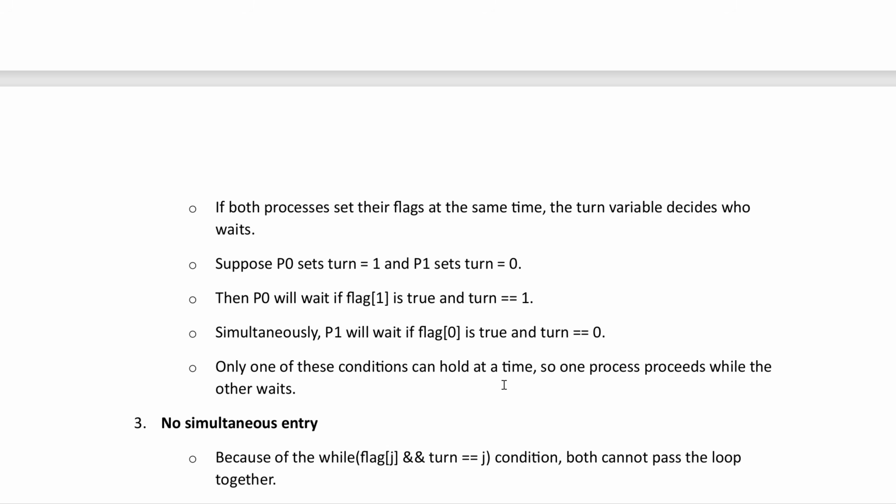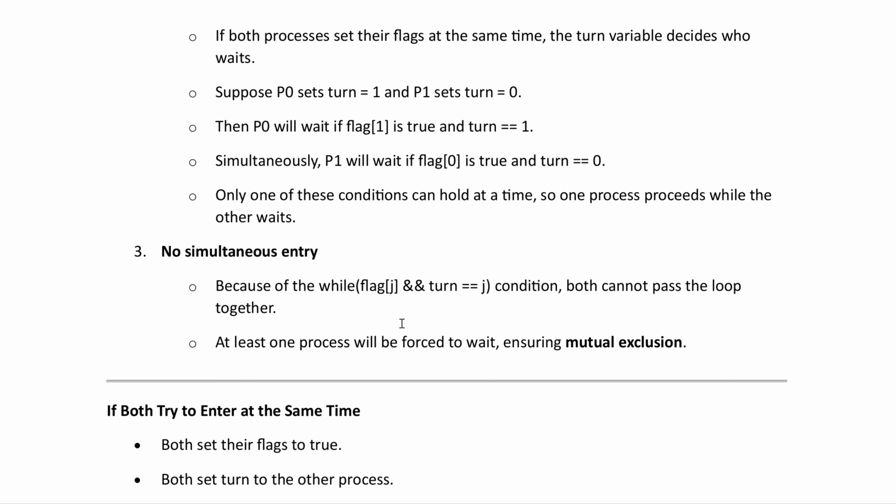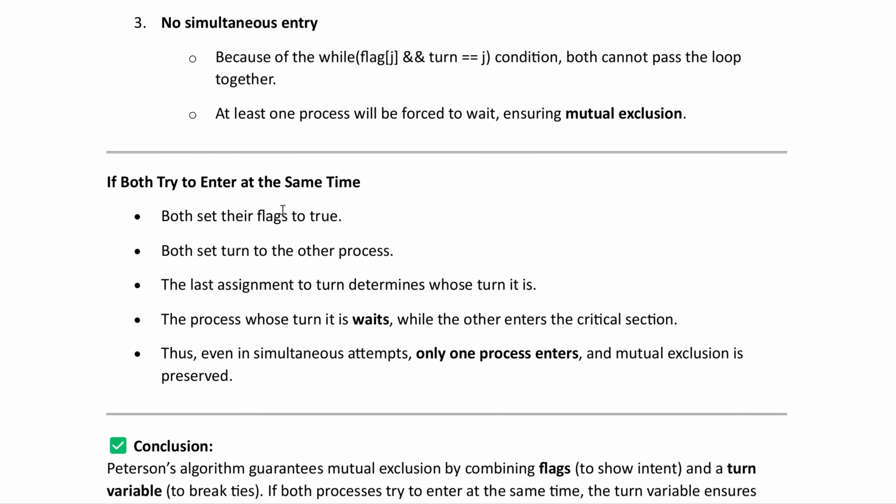Proceed means only one process can enter into its critical section and execute its critical section, right? So the mutual exclusion property is guaranteed here, using the Peterson algorithm. No simultaneous entry. As I told you earlier, both cannot pass this while condition together. So at least one process will be forced to wait, ensuring mutual exclusion.